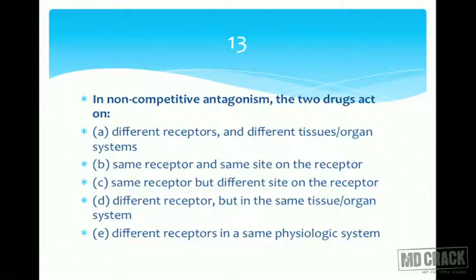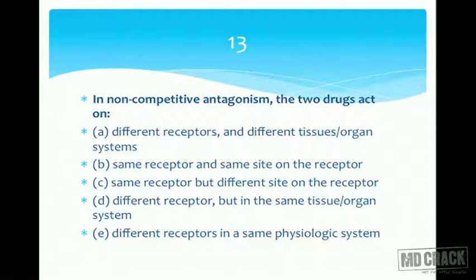So if you look at the options, option A, we'll just read the initial clause. Answer A is different receptors. So we will not read further. Let it go. Answer B is same receptor and something. C is same receptor and something. So okay, B and C will be useful to us. D is different receptor. Gone. E, different receptor. No use.